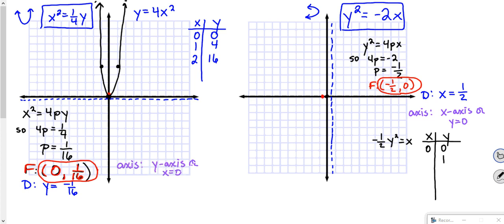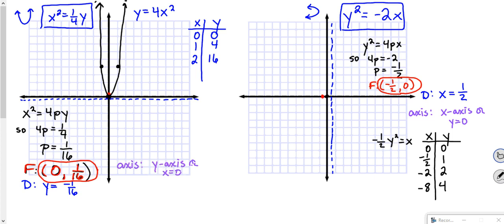If I put in a 1 for y, this is where I'm flip-flopping the independent and dependent variables here, I just get a negative 1/2 for x. If I put in a 2 for y, 2 squared is 4, 4 divided by 2 is 2, I get a negative 2 for x. If I put in a 4 for y, 4 squared is 16, divided by 2 is 8, but I've got the negative, so negative 8. So I kind of do it backwards.